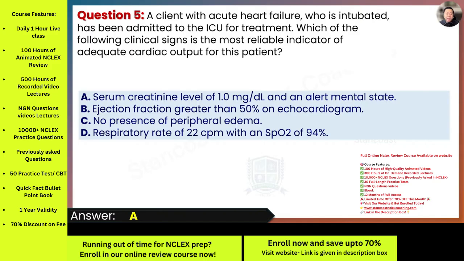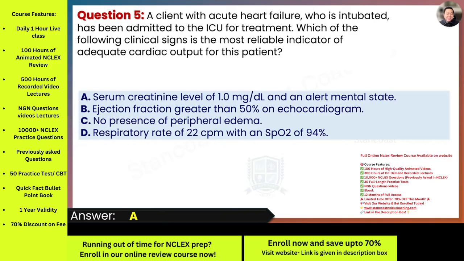And so when you're choosing the best indicator of cardiac output, I want you to think about end organ perfusion. So think about what organs require a steady blood supply. I want you to look for the direct signs that the brain and kidneys are functioning properly. So look for mental status and kidney functions. Now, you have to be cautious of options that describe general cardiac function, such as the ejection fraction or fluid balance, such as the presence or absence of edema, without directly assessing the perfusion.